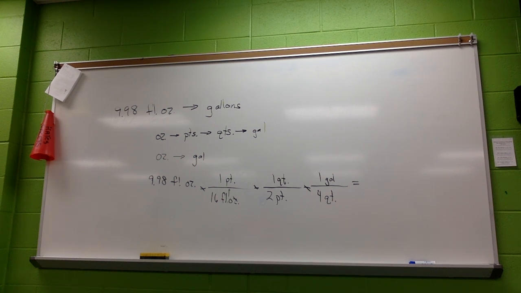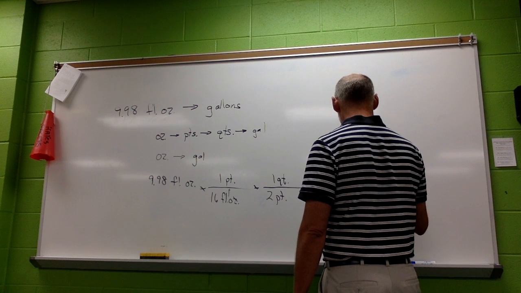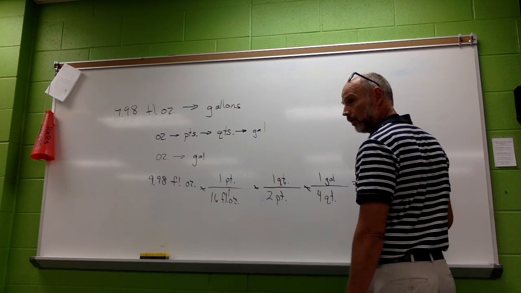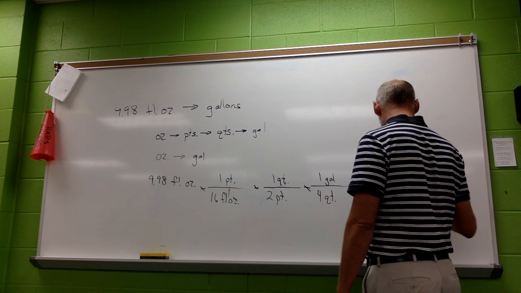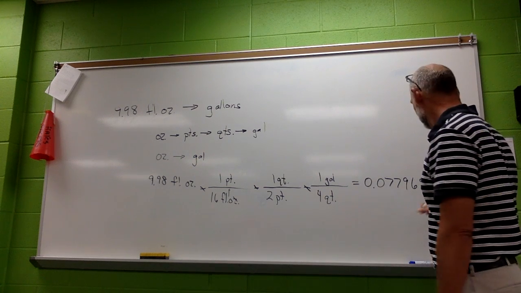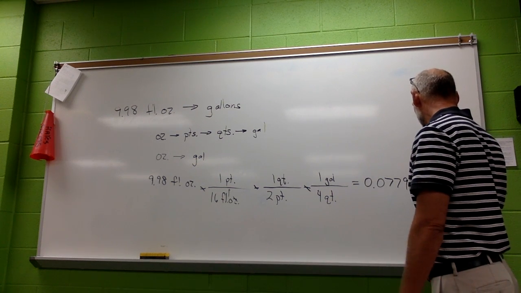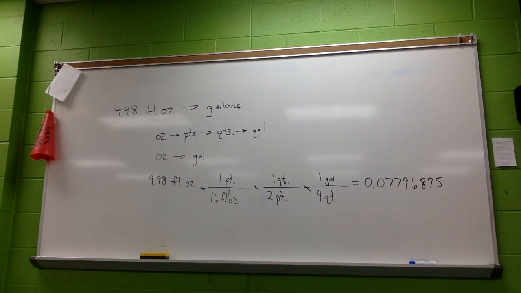What'd you get? 0.0779. 0 point what? 0.0779 69. Is that all? 6875. Blah, blah, blah, blah. Okay. That might be right. Anyone get that? I did. Something like that? Does that make sense? It does.